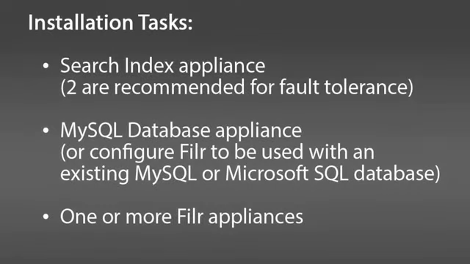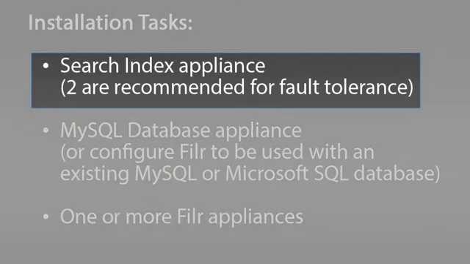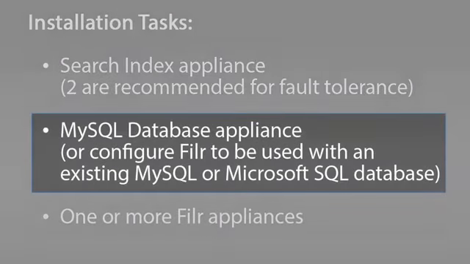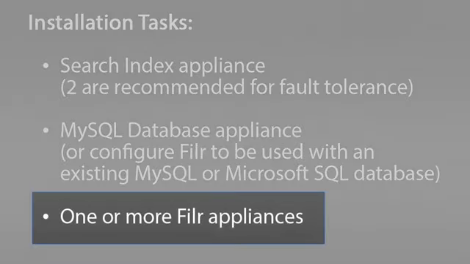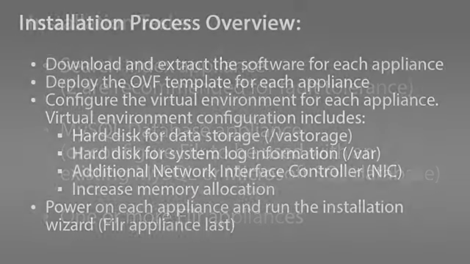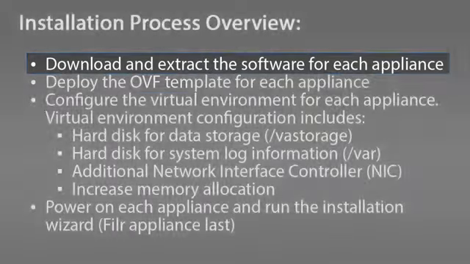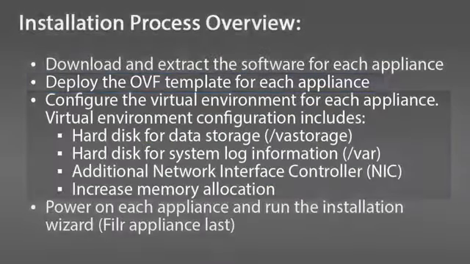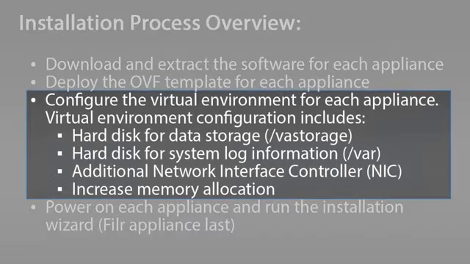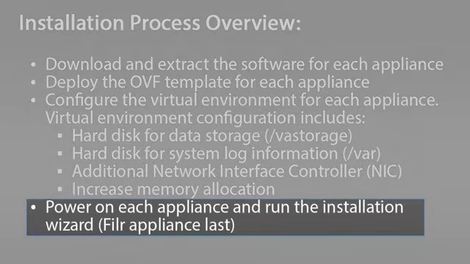For a large deployment, you need to install a search index appliance, two recommended for fault tolerance, a MySQL database appliance, or configure Filr to be used with an existing MySQL or Microsoft SQL database, and one or more Filr appliances. In this demo, I'm going to show you how to perform the following steps for each appliance: download and extract the software, deploy the OVF template, configure the virtual environment, including how to configure a separate hard disk for the data storage location and for the system log information, and how to add an additional network interface controller. Power on each appliance and run the installation wizard.